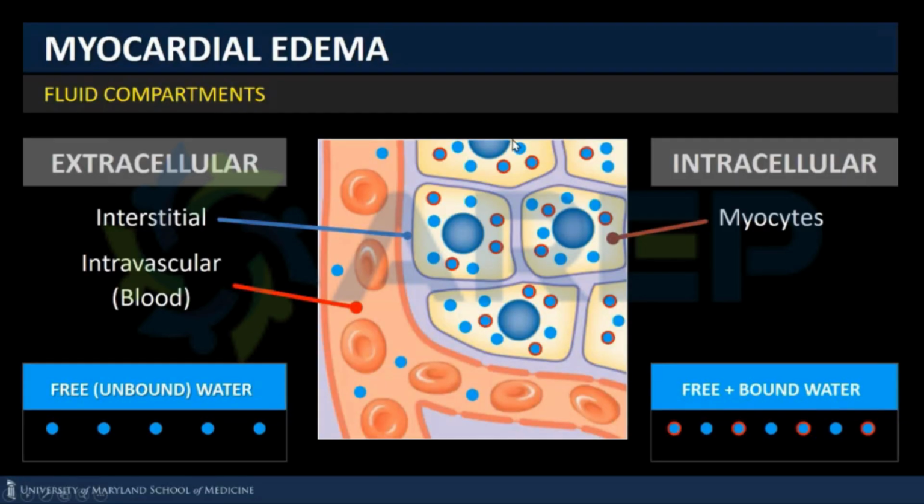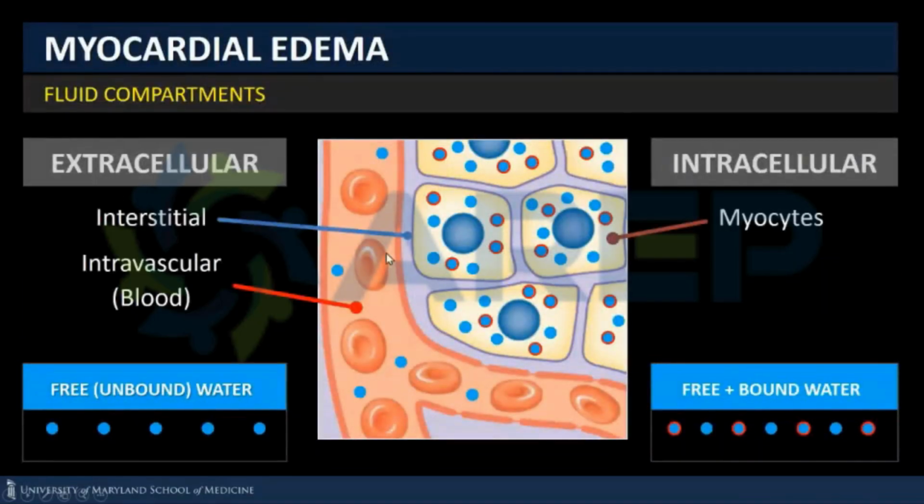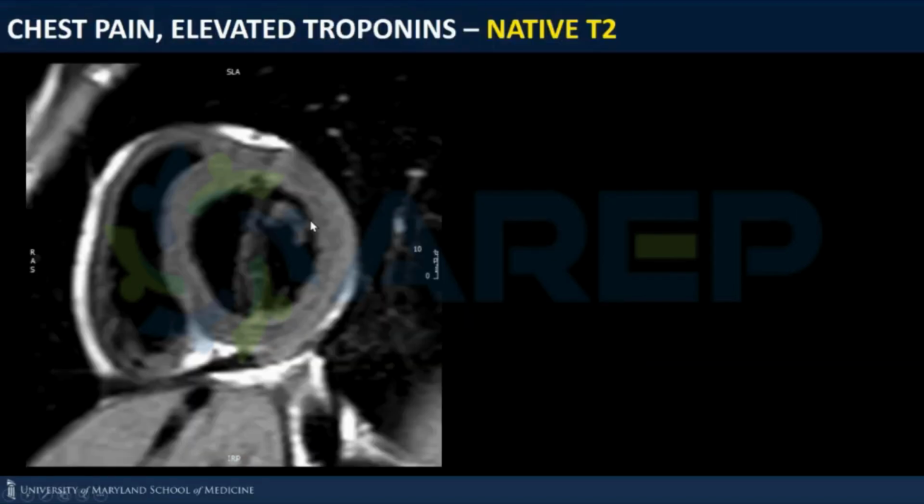And just to summarize, we have what's called free and bound water. Now, when we talk about bound water, it's surrounded by proteins that help give the cells their oncotic pressure. Now, when you have injury to the myocardium, the bound water gets released and changes the oncotic pressure of the cell, leading to increased swelling and subsequent edema within the cell itself. Here's just an example.